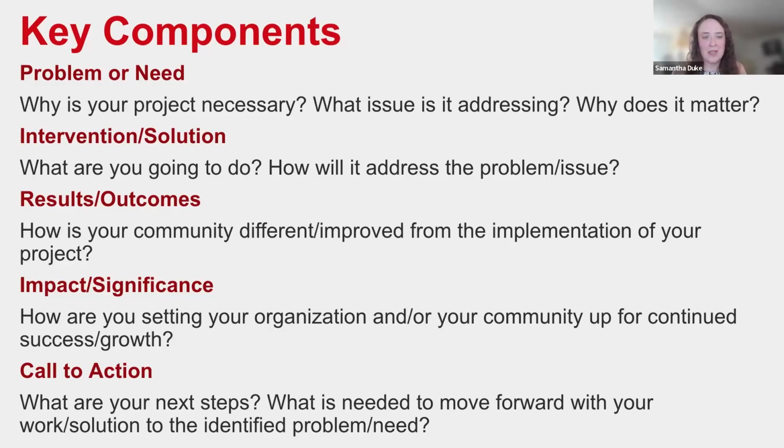Moving on, results, outcomes. This is a great tie-in to the SMART goals like we discussed in the first webinar. Really thinking about what are the intended outcomes. What specific changes will we see in your community or organization after your grant is completed, after your project is done. The impact, significance, going a little bit bigger, how is your project making a difference? Erin was talking about this earlier, just really thinking about how people's lives are improved by the work that you're doing. And then finally, your call to action. This is really what's next. What do you need in order to move forward?